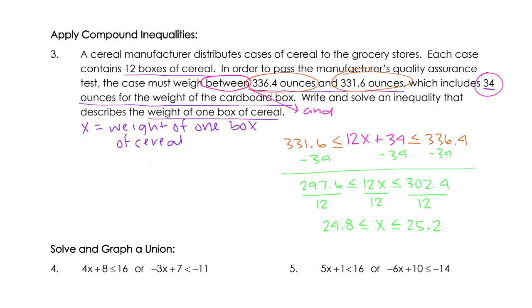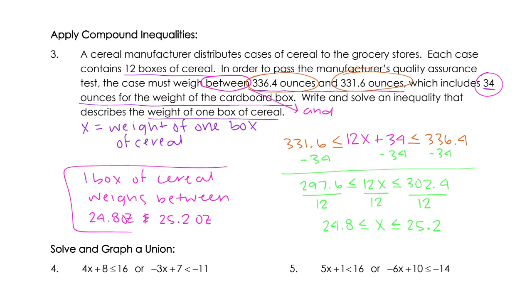So I would say that, because again, remember, x is representing the weight of one box of cereal. So one box of cereal weighs, and I can just say between 24.8 ounces and 25.2 ounces. And that would be our answer for that word problem.